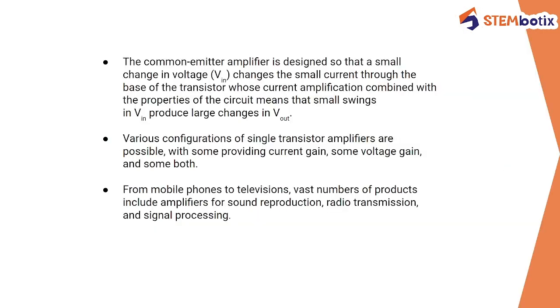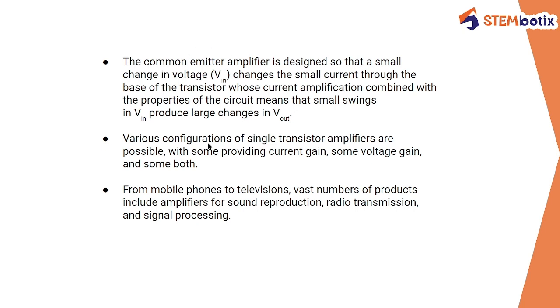The common emitter amplifier is designed so that a small change in voltage, meaning V input, changes the small current through the base of the transistor, whose current amplification combined with the properties of the circuit means that small swings in V input produce large changes in V output. So specifically the common emitter amplifier is used for the purpose of amplification.